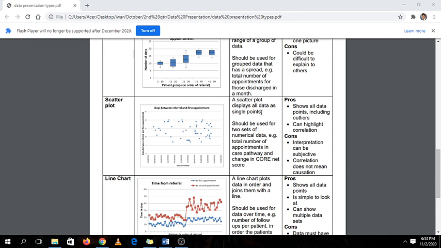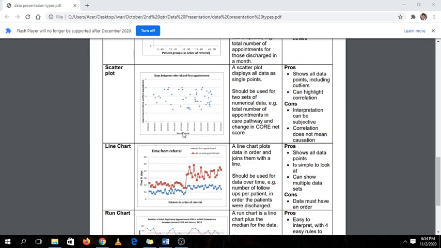So scatter plot displays all data as single points. So you plot the data here, there. So ina-plot mo yung mga data. Should be used for two sets of numerical data, the total number of appointments in care pathway and change in core net score. So again, it shows the variance. Kung ano kalapta ang imong data. So the more nga lapta ang imong data, the more nga dako ang variance. Okay? The more nga scatter nga lapitay ang imong data, the more nga low ang variance ng imong data.